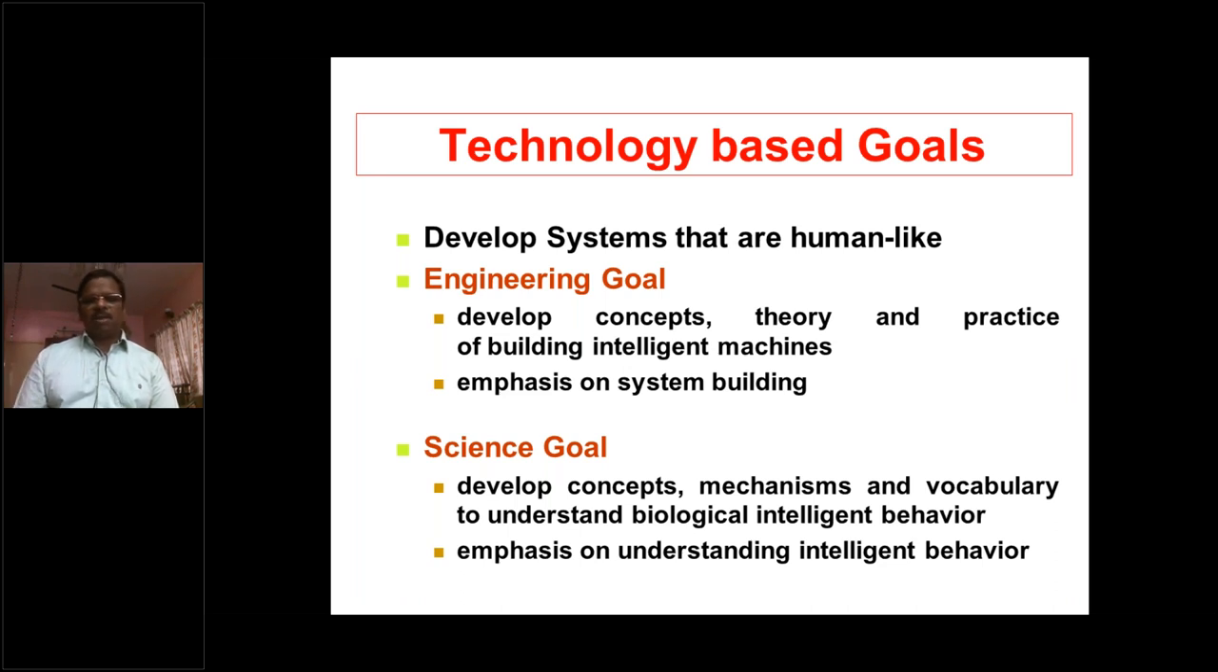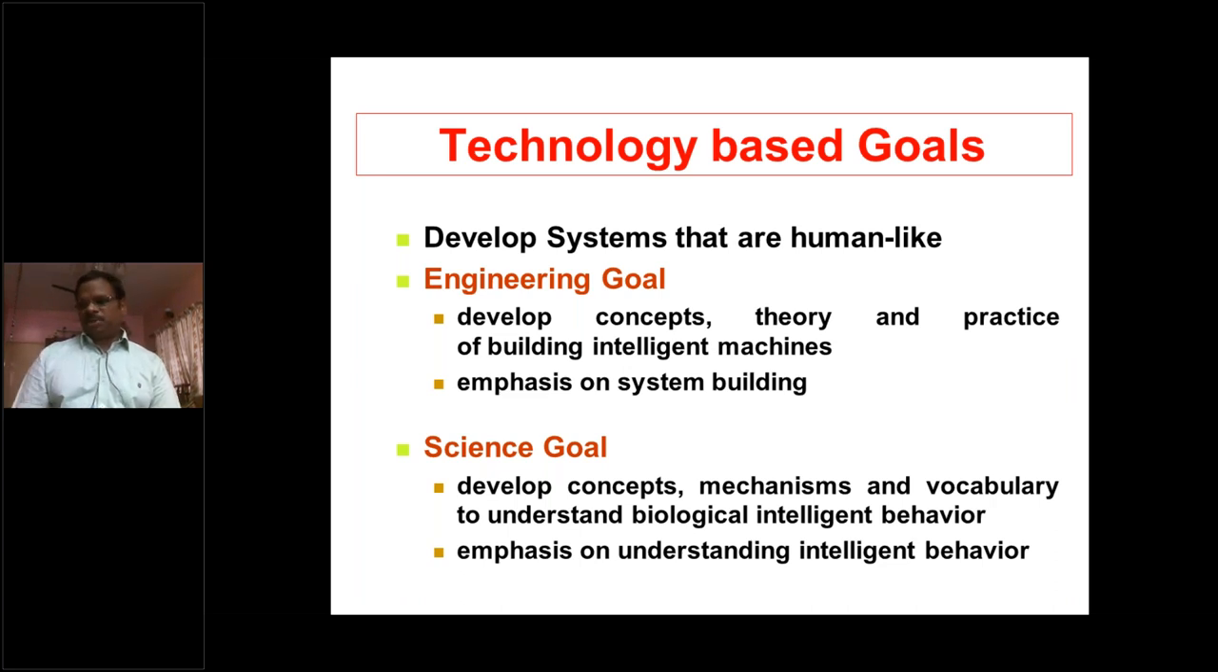The emphasis is on system building: how we can build the system, the structure, what architecture is used. Then the science goal: develop concepts, mechanisms and vocabulary to understand biological intelligent behavior by means of writing programs. The science goal depends mostly on programs, which emphasize understanding intelligent behavior. How can we write a program to understand human information by means of a machine? This is the science goal. So one is the engineering goal and another is the science goal. Without these two goals, it's not possible.